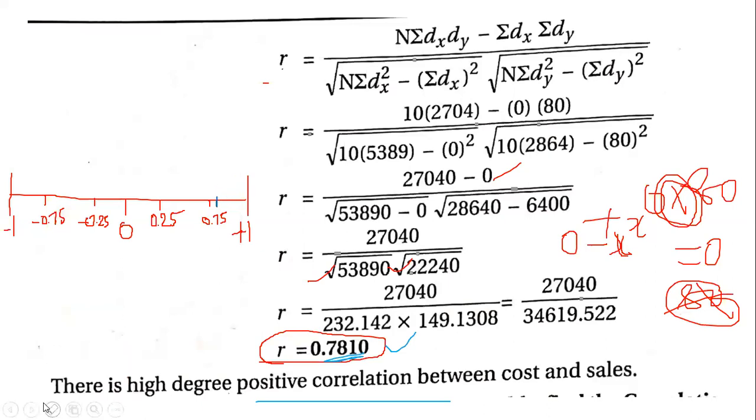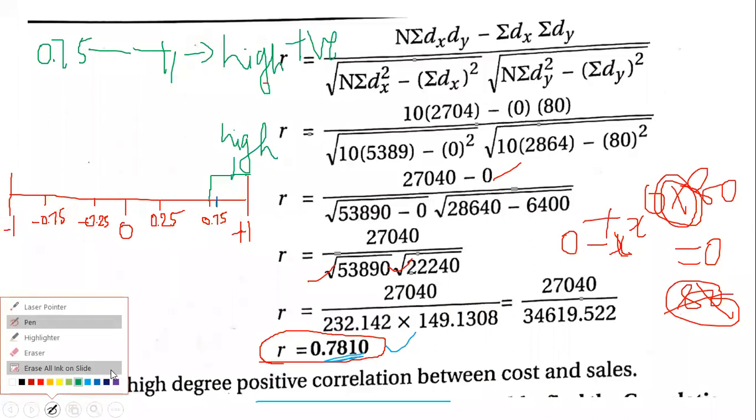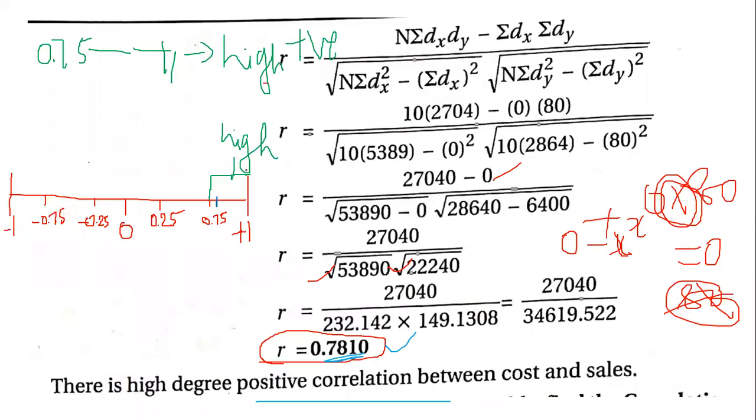I'll erase this also. Okay, so from 0.75 to 1, any values that you get between this are called high degree. Above 0.75, 0.78, 0.80, 0.96, 0.98, 1; if you get 1, it is perfect. But from 0.75 to +1, it is high degree positive correlation. This is a positive number, so positive correlation. Understood? Everybody understood the first part, how to know high degree positive correlation?